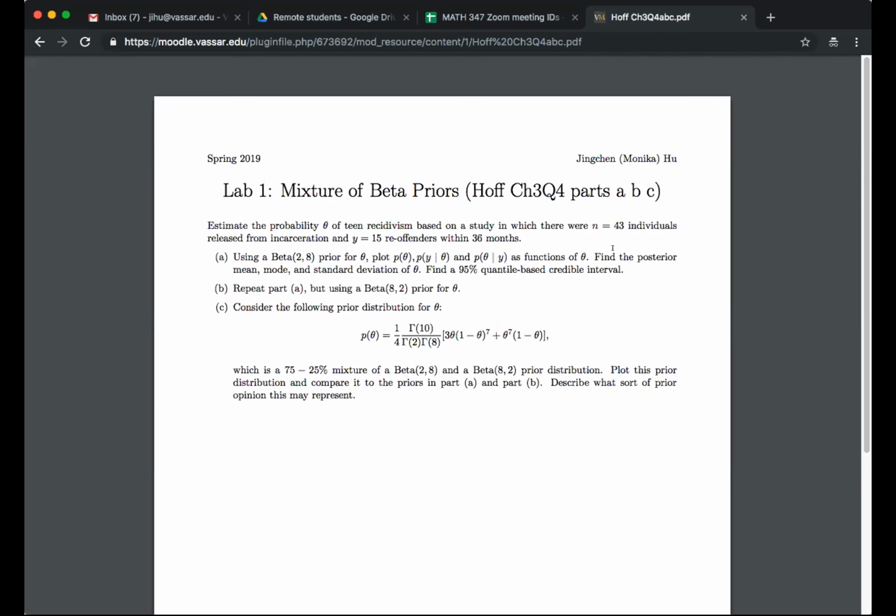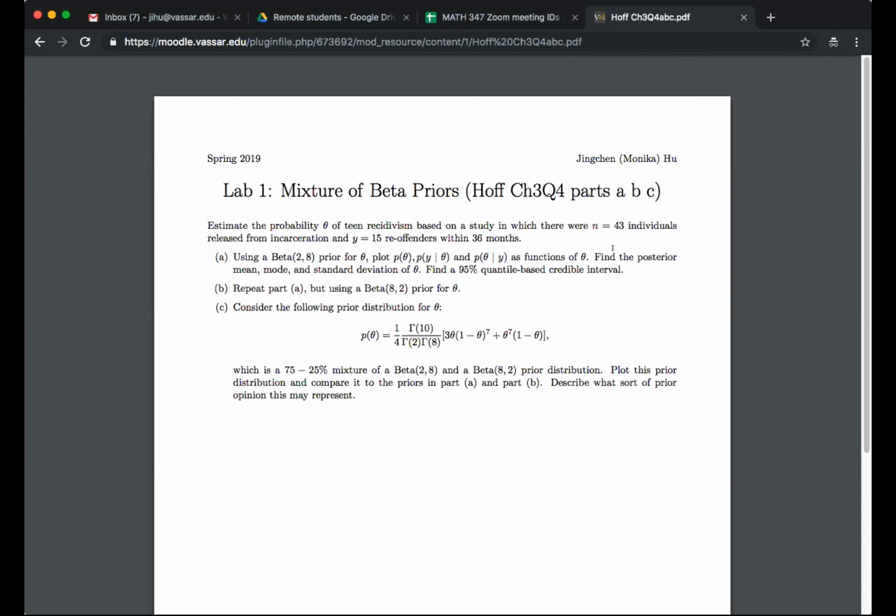Okay, this asks you to plot. I'm using the notation in the textbook. I'm asking you to plot the prior, the data, and then the posterior as functions of theta. Find the posterior mode, mean, and standard deviation, and also find a 95% quantile-based credible interval.